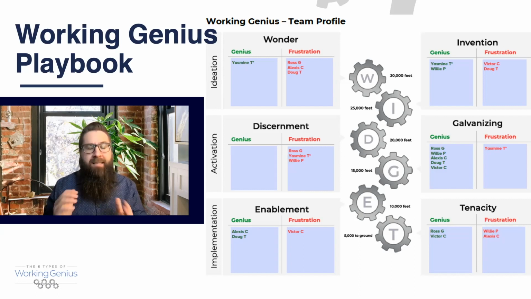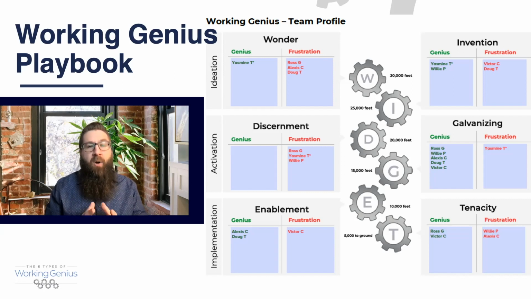And so, as I'm saying that, and you're seeing this map beside me, you're noticing that there is a lot of genius representation in galvanizing, but there isn't any genius representation in discernment. And the other thing that you might notice, and this is where we'll start, is that there's only one genius in Wonder. But you'll notice that Yasmin has an asterisk beside her name, and that's what we do with the person who is the team leader, because we say that by nature of leadership, they count as two simply because of their ability and the position that they hold as influencer in their role leading the team.